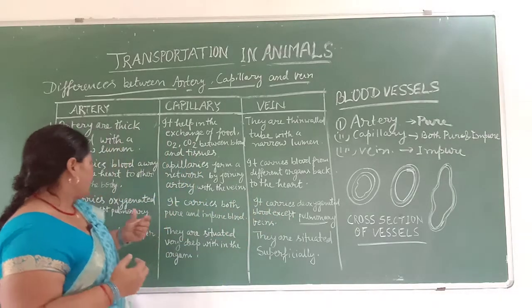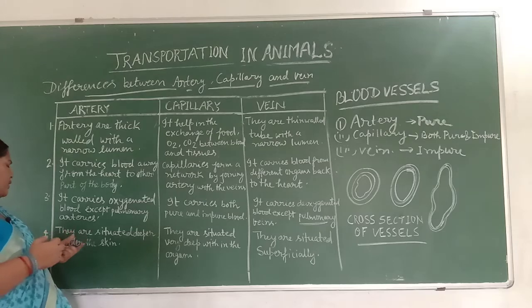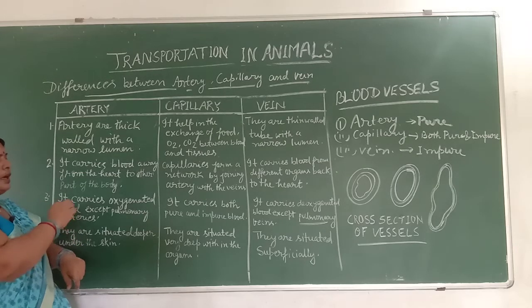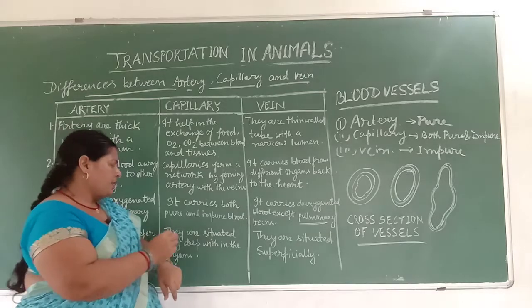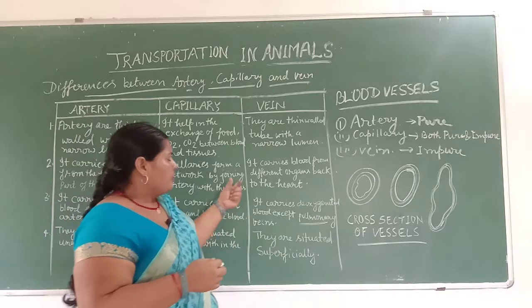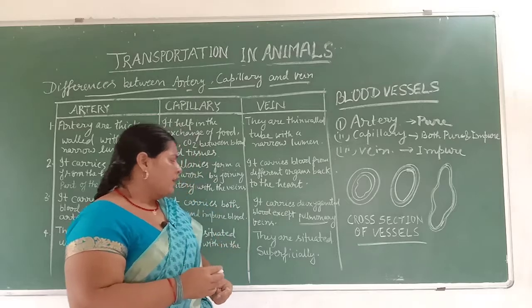So next difference is that they are situated deeper under the skin. Arteries are situated deeper under the skin, capillaries are situated deep in the organs, and the veins are superficially found.